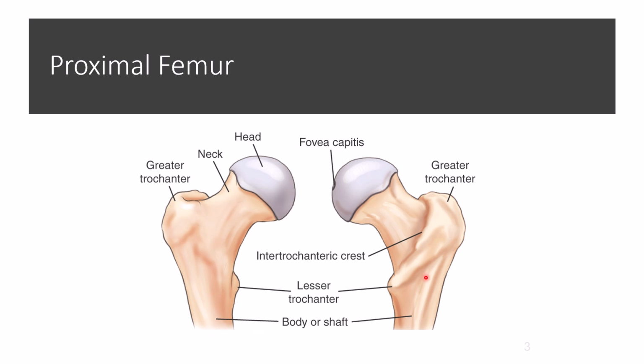When we look at the posterior aspect, we can see that we have the greater and lesser trochanter, and then in between the two, only seen from the posterior aspect, is the intertrochanteric crest. So again, the intertrochanteric crest is only seen from the posterior aspect of the proximal femur.